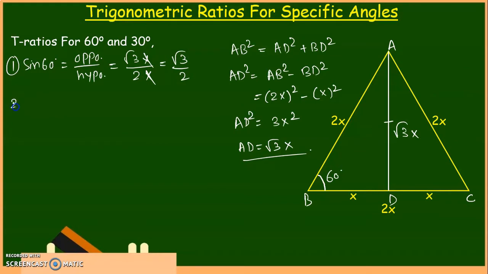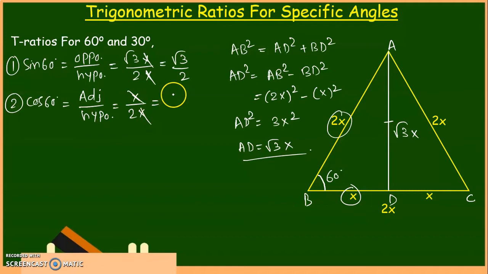And in the same way, if you want to find out the value of cos 60, that is the ratio of adjacent side and hypotenuse. So cos 60 will be equal to adjacent side x and hypotenuse 2x. So we get the value of cos 60 equal to 1 by 2. And if you know the values of sine and cos for 60 degrees, you can find out the value of tan, cosec, sec and cot.